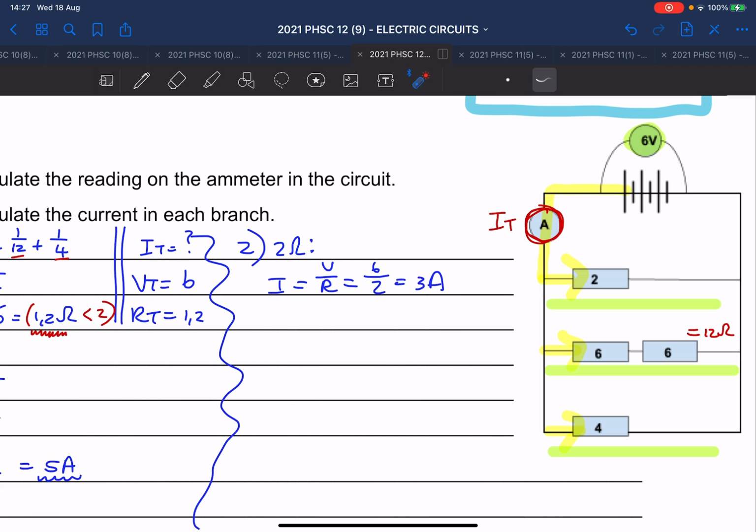Does it make sense? Yes, because the easier it is, the bigger the current. Then we're going to look at the 12 ohm resistor. Again, we want to calculate the current. The volts is 6, the resistance is 12, so that's 0.5.